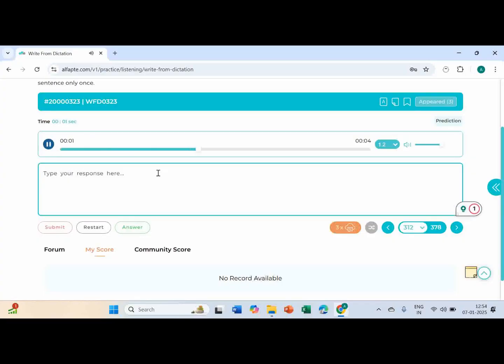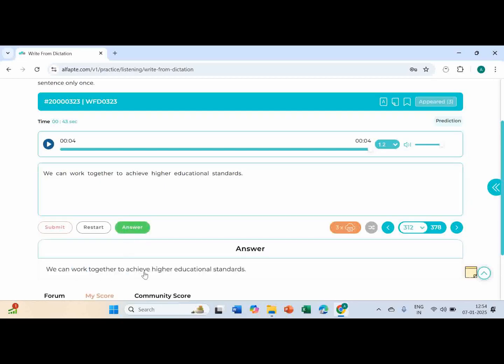We can work together to achieve higher educational standards. We can, work together, to achieve, higher educational standards. So this is the sentence. We can work together to achieve higher educational standards. So it is talking about higher educational, so with higher educational we use standards. So this is the line. We can work together to achieve higher educational standards. So this is the sentence. You can match your words. So let's do the next one.